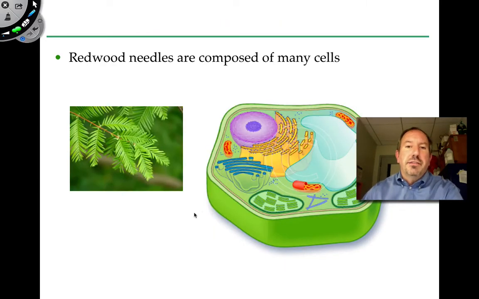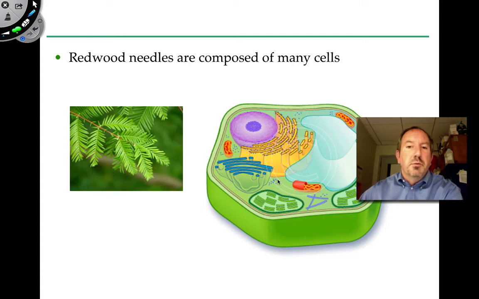First thing I want to say is that in order to get the DNA, we're going to have to slice off a couple of needles. But we don't need very many because each needle is composed of many thousands of cells. A typical plant cell looks like this. Here's the cell wall, the cell membrane. As you may remember from biology, most of the DNA is located here in the nucleus, or genomic DNA. There is some DNA in the chloroplast, and there's some in the mitochondria.